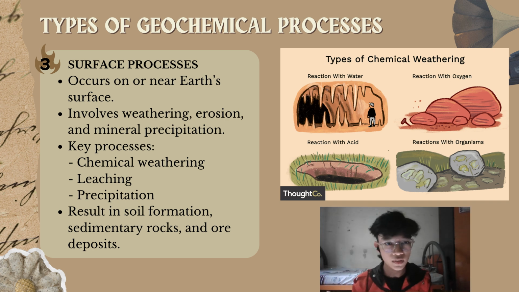The image above illustrates different types of chemical weathering, which are reaction with water, for example hydrolysis, reaction with oxygen, for example oxidation, reaction with acid, for example acid rain or carbonation, and reactions with organisms, for example biological weathering.